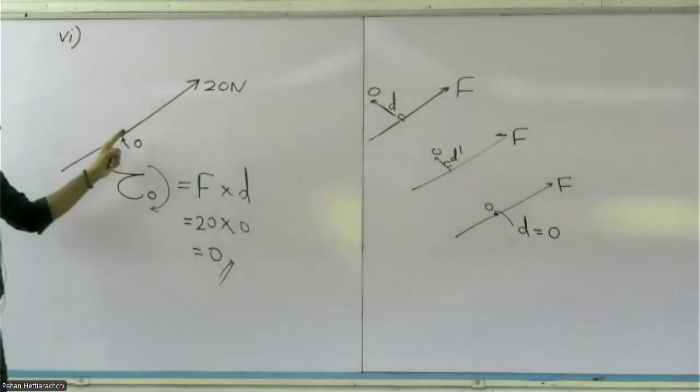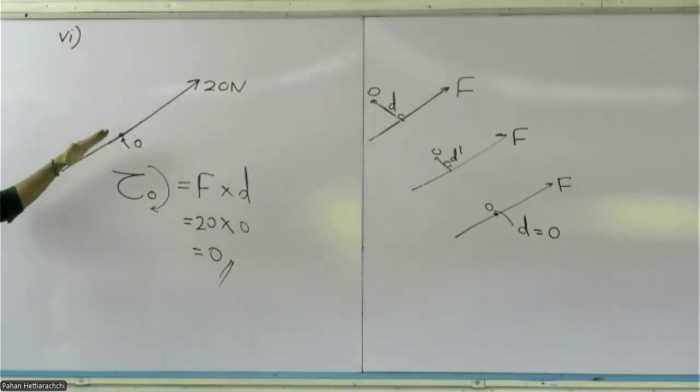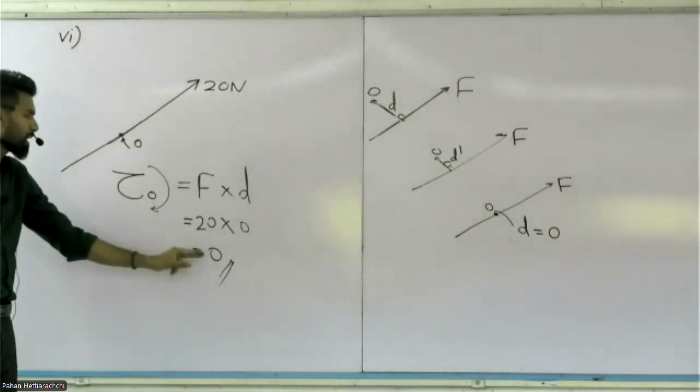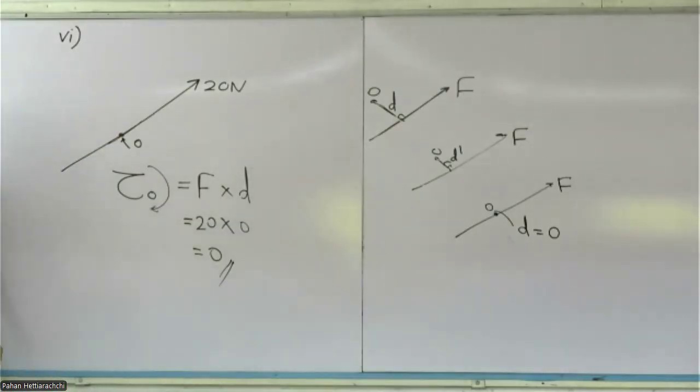Here in my sixth example, point O is on the force. So there's no perpendicular distance between point O and the force. So even though there's an F, D is 0. The moment will become 0. Okay? Okay, you can continue.